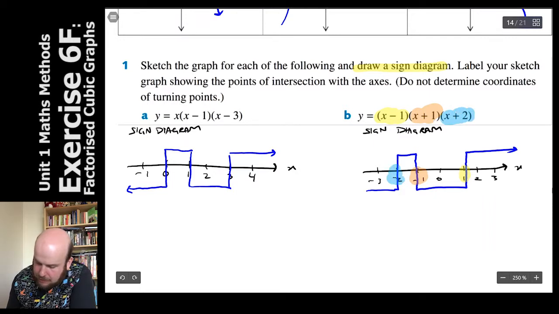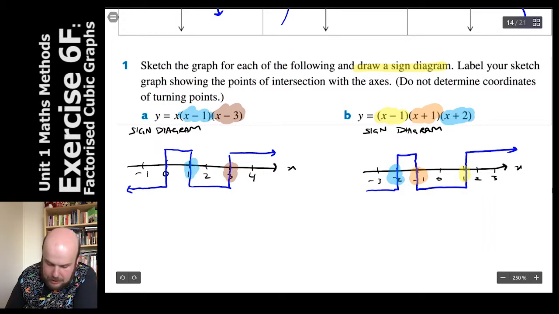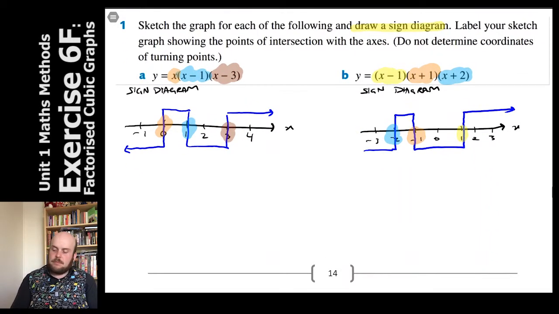And this one here relates to this here. Similarly, this one here relates to this one. This one here is to this. And that is to this. So now we just need to sketch the graph accordingly. It says we do not need to determine the coordinates of the turning points, which is fab.